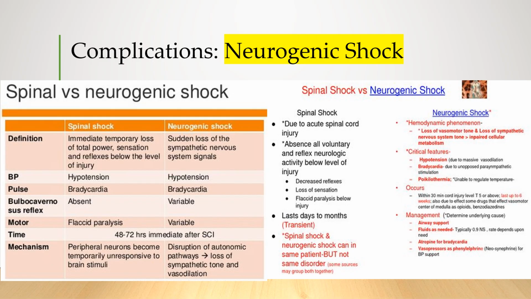And typically spinal shock is temporary. It's a temporary unresponsiveness to brain stimuli, so it can be treated. Neurogenic shock is a sudden loss of the sympathetic nervous system. The symptoms are very, very similar, and it usually comes from vasodilation issues. So again, we can treat it, we just need to be catching it.